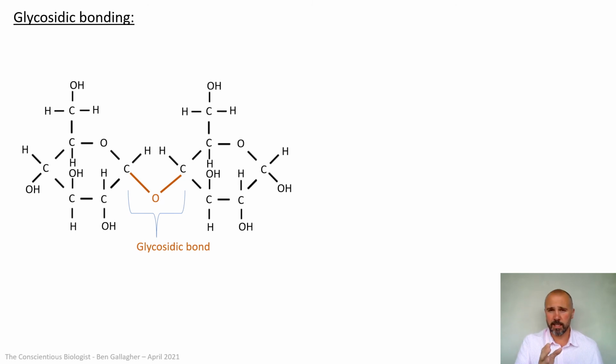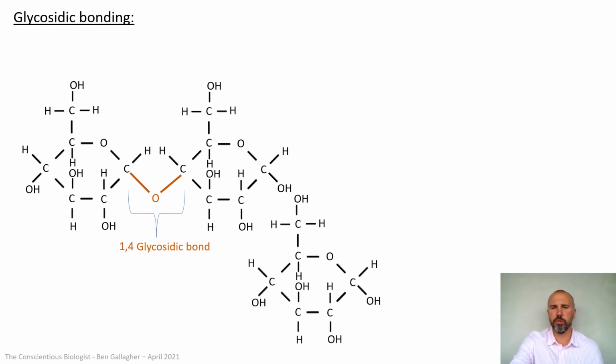Now, what I want to add to this, though, if you look at that glycosidic bond, you can see it's between the 1st carbon of the far glucose and the 4th carbon of the glucose slightly nearer to me. So that's called a 1,4 glycosidic bond, because it's between the 1st carbon of one and the 4th of the other. That's a 1,4 glycosidic bond. That's not the only type of glycosidic bond you can have, though.